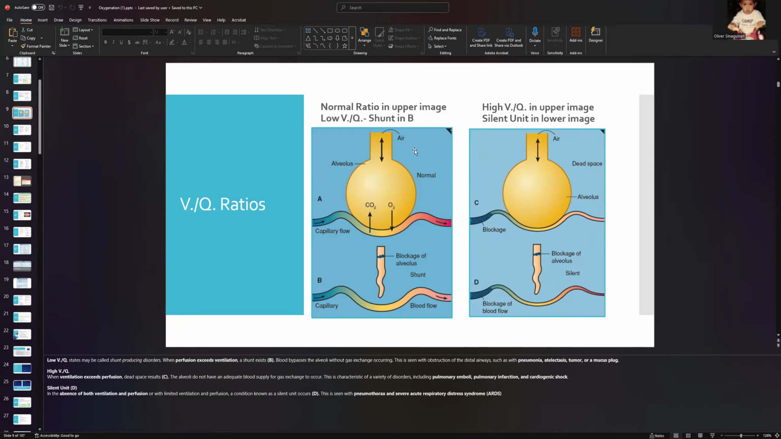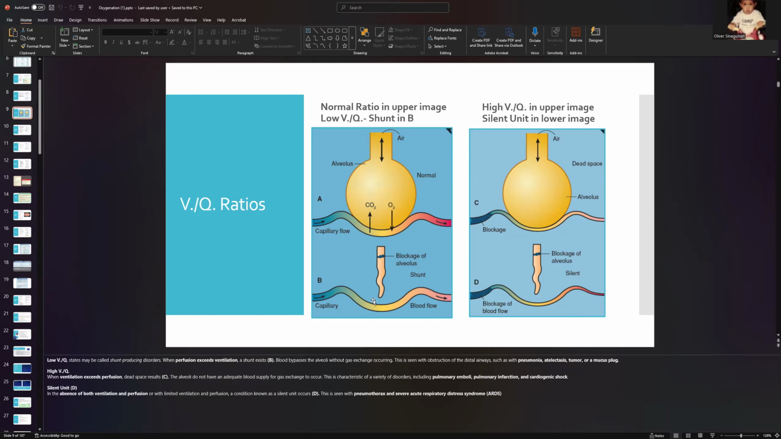So this is normal. This is a healthy lung, and this is an alveolus. This is the deepest part of the lungs that air can reach and where gas exchange happens. This is where gas meets blood to exchange CO2 for O2. All right. So this is a normal VQ ratio or just a healthy lung. Air comes from here, blood comes from here, blood drops off CO2 and picks up O2. That's normal. That's healthy.